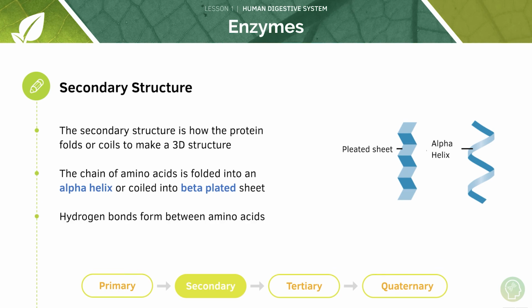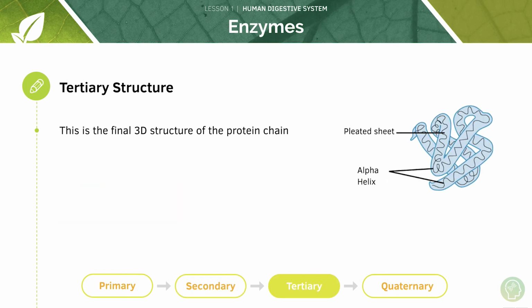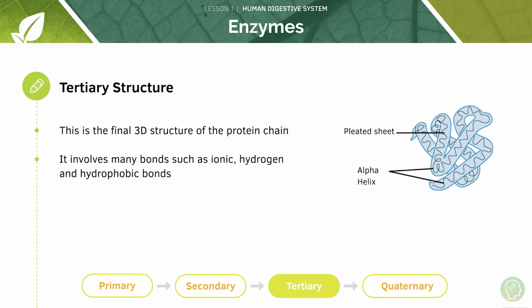And how does it do this? Well, hydrogen bonds form between amino acids. The tertiary structure, on the other hand, is the final 3D structure of the protein chain. And it doesn't only involve hydrogen bonds, but also many other bonds, such as ionic, disulfide, hydrophobic bonds. And this determines the shape of the active site, and it's very easily affected by the environment, so the temperature and pH.